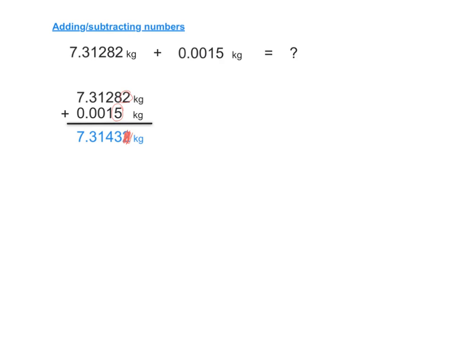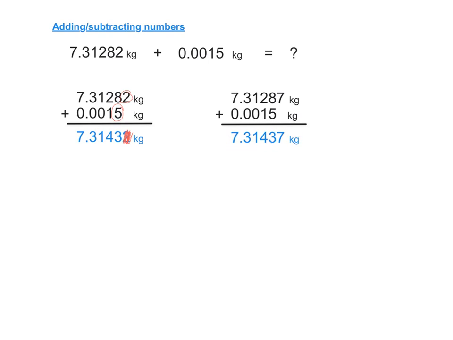Let me illustrate with a related example. Suppose I wanted to add these two numbers together. Notice this first number is a little bit different than what I had originally. So I want to add these two numbers together. Again, they have different numbers of significant figures. This one has 6 significant figures. This one has only 3. So I'd line them up and add them together.